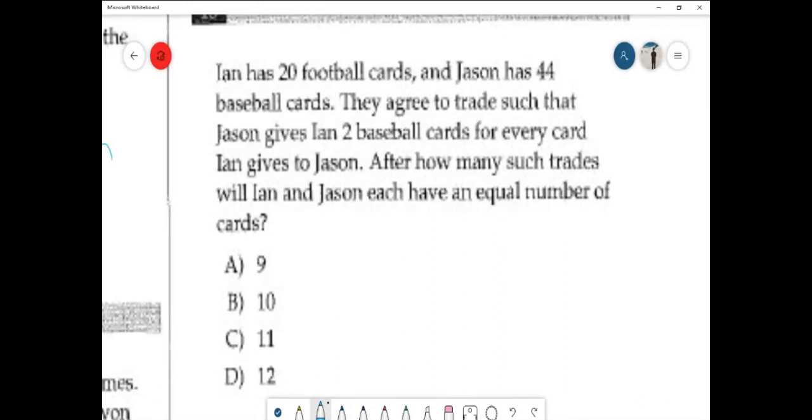The hardness of this question is medium. So let's solve it. Ian has 20 football cards and Jason has 44 baseball cards. They agree to trade such that Jason gives Ian 2 baseball cards. After how many trades will Ian and Jason each have an equal number of cards?